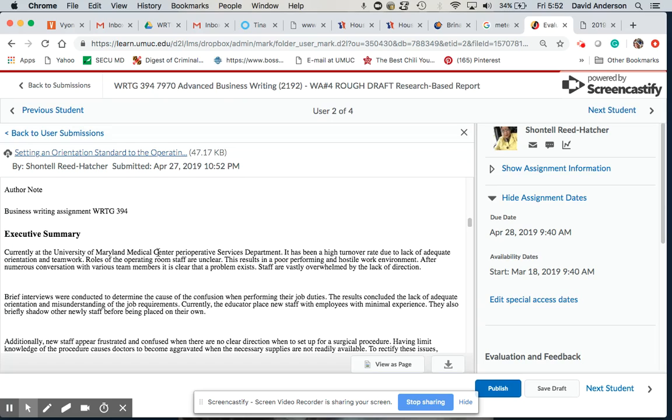You could say, at the University of Maryland Medical Center Perioperative Services Department, there is a high turnover rate, period. This rate reflects a lack of orientation and teamwork, period. Roles in the operating room for staff are unclear, period. These combined result in poor performance and a hostile work environment, period. After conversation with, actually, you don't want to include this sentence right here. You want to take that off because that goes into your recommendations area. Your executive summary gives a quick bullet point of, here is our problem, this is what it's created. So that is just a quick overview of that sentence.